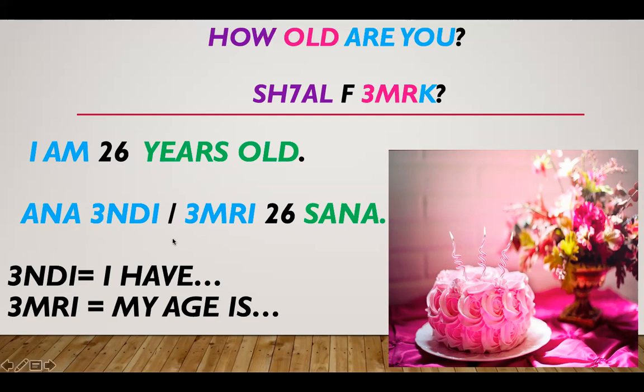أنا عندي 26 سنة. سنة and عام both mean years old. أنا عندي، عمري, whatever your age is. For example, for me now it's 26. And for Arabic numbers, we're starting from over here to over here. We wouldn't say 26, we would say 620.